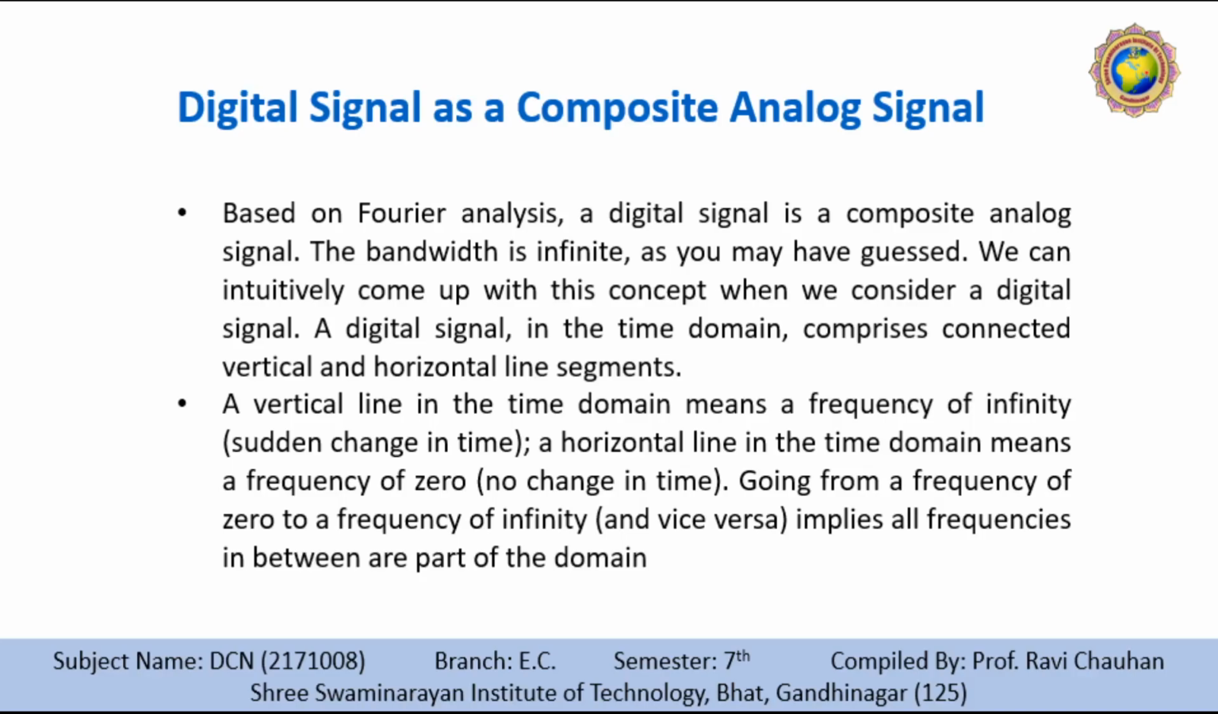in the time domain, it is comprised of connected vertical and horizontal line segments. A vertical line in the time domain means a frequency of infinity, and a horizontal line in the time domain means a frequency of 0. Going from the frequency of 0 to the frequency of infinity implies all the frequencies in between are part of its domain.